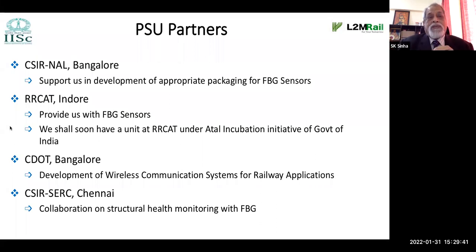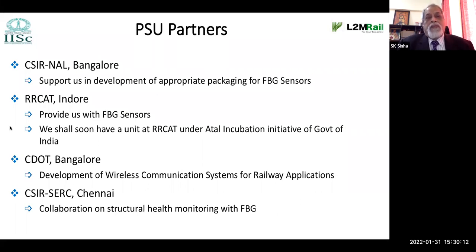And RRCAT had that facility, which they had created in-house themselves, because nobody in the world touches RRCAT, because they belong to atomic energy. So when I went and talked to them, the director was impressed, and he agreed to help us. He said that we cannot support you in the sense that we cannot sell the sensors to you, but if you want them for R&D purposes, we will give them to you for free. And we have got hundreds of sensors from RRCAT.